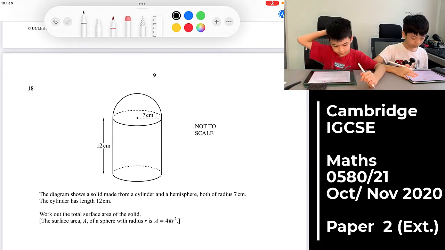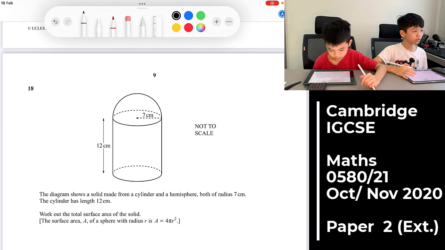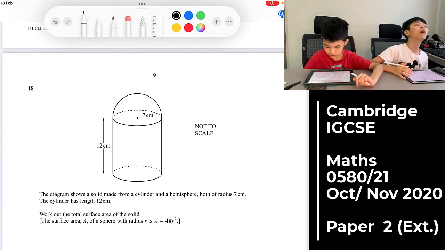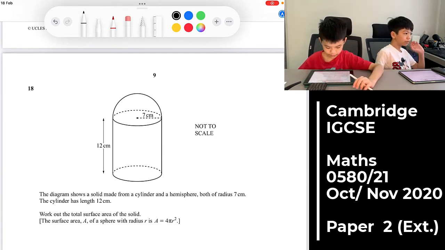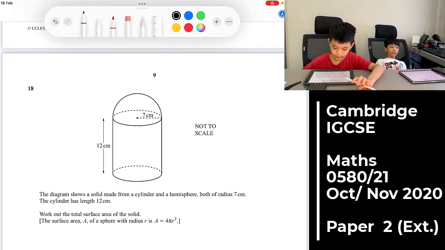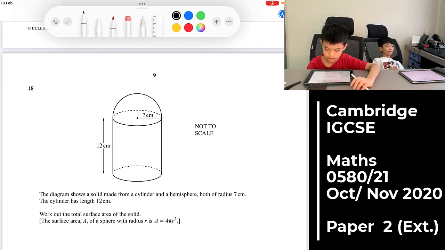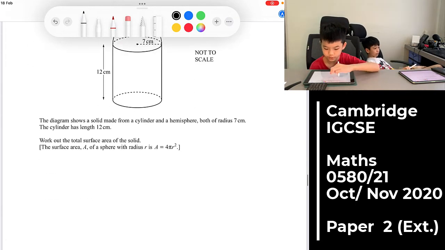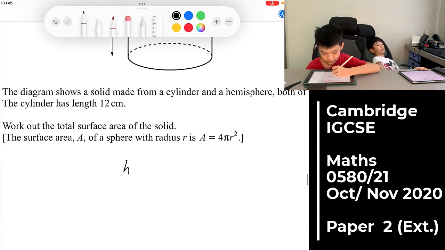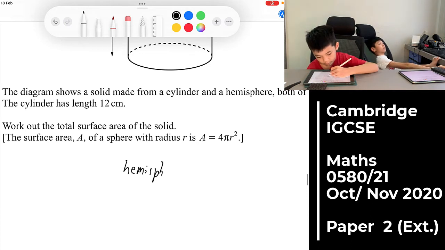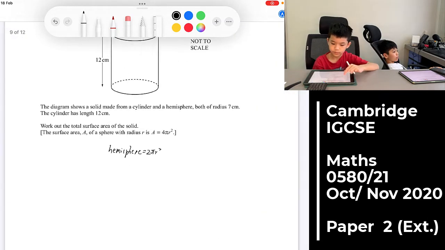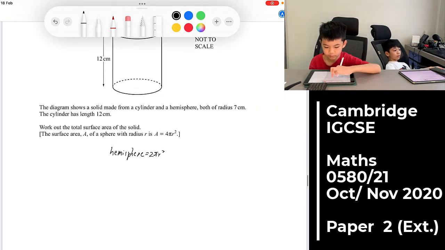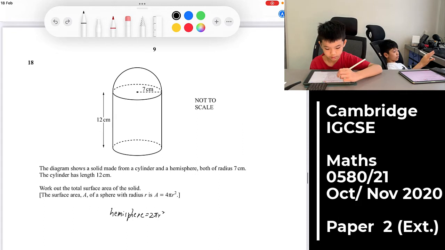For question 18, the diagram shows a solid made from a cylinder and a hemisphere, both of radius 7 cm. The cylinder has a length of 12 cm. Work out the total surface area of the solid. The surface area A of a sphere of radius r is 4 pi r squared. So a hemisphere would be 2 pi r squared, excluding the bottom part.